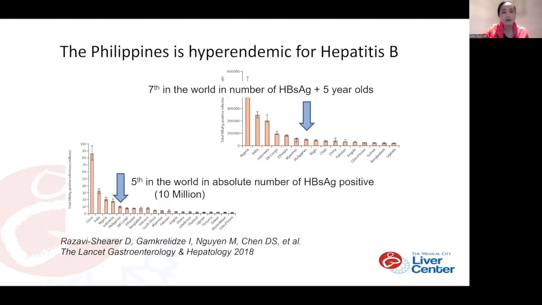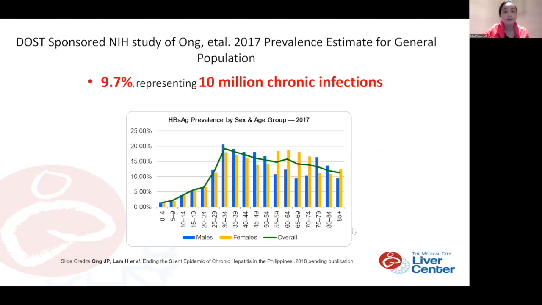In terms of local prevalence, diagnosing hepatitis B and HIV becomes more important because the Philippines is considered hyper-endemic for hepatitis B. We're 7th in the world in terms of 5-year-olds with HBsAg positive serology. We're also 5th in the world in terms of absolute number of people who are HBsAg positive in the general population. A study done in 2017 estimated the local prevalence of chronic hepatitis B to be close to 10%, which translates to about 10 million Filipinos with chronic hepatitis B infection.